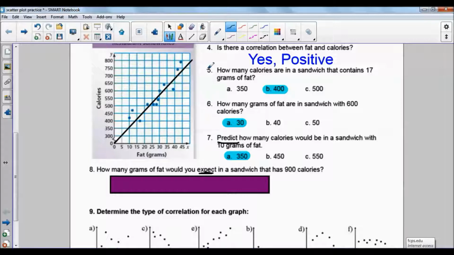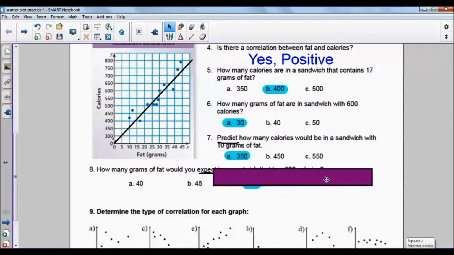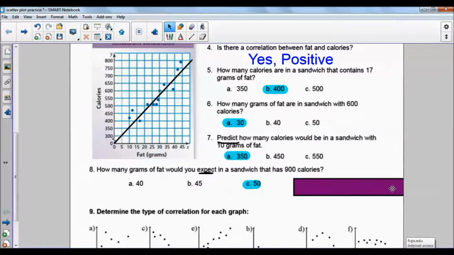We're already at 45 as our last one in grams of fat. So we know it's going to have to be bigger than 45. If we look, we're going to say it's about 50. Because 40 would be too low. It's going to be about 700 calories. And 45, again, would be a little bit too low. It's going to be about 750 to 800. So then we want to get up to 50.